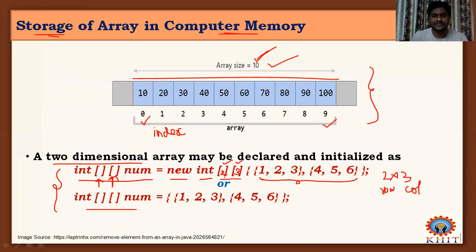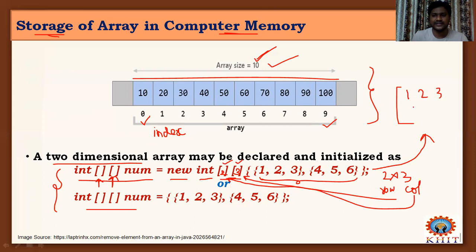So the first value always indicates the row value, and the second value always indicates the column value. And this 2D array can be stored like this: 1 and 2 and 3, and this one is 4 and this one is 5 and this one is 6. So here the matrix order is 2 by 3, 2 rows and 3 columns.